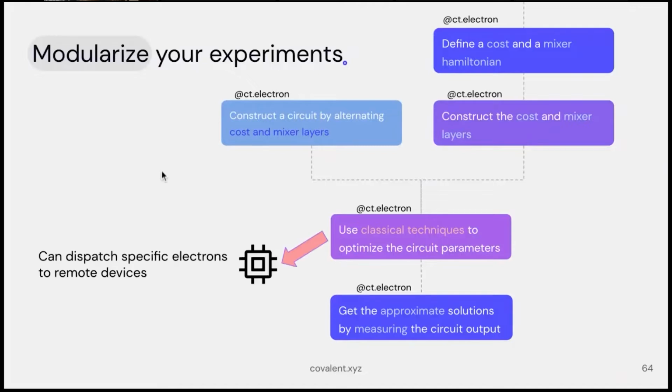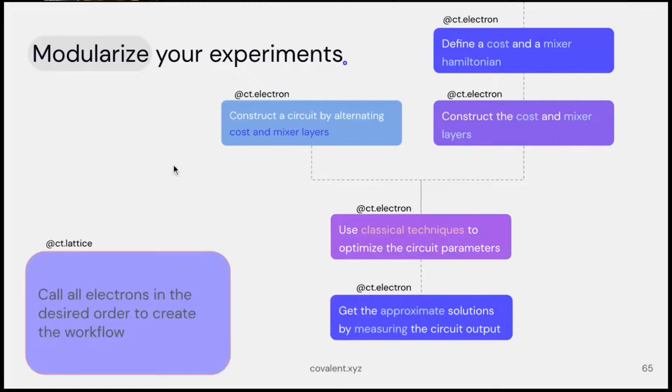Some specific steps might be more computationally heavy, so we might want to dispatch them to some kind of remote device with bigger resources, so we can easily do that, and we'll see how to do that in the notebook. And finally, once we've defined all of the electrons in our workflow, we can construct our workflow itself with this covalent lattice decorator. And essentially what you do is you call all of your electrons in order to create the workflow itself. And then you would dispatch it to Covalent.